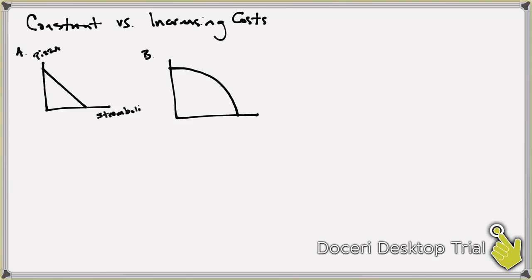I chose pizza and stromboli for a reason, okay? Because graph A represents what we're going to call constant costs. So let's put it here underneath because I don't have a ton of room. We'll put constant costs. Whenever you see a production possibility graph that's a straight line, that represents constant costs. Everything else about it is the same, still all the ways that an economy can use its resources, but the costs are going to be constant.